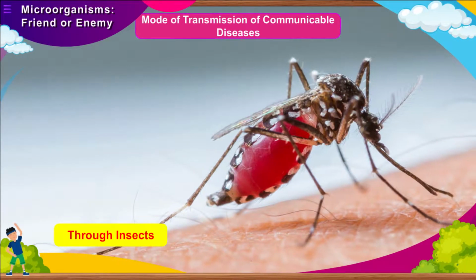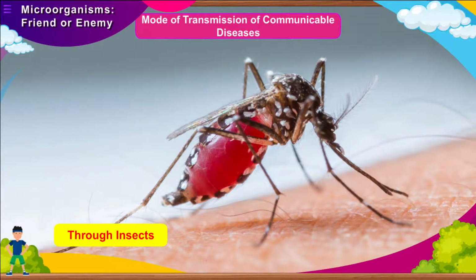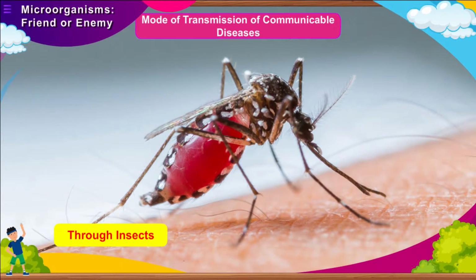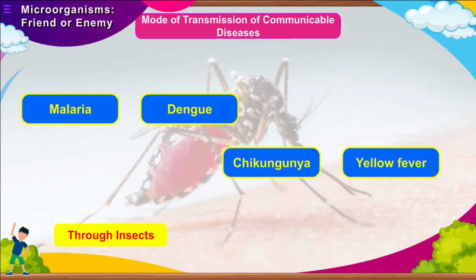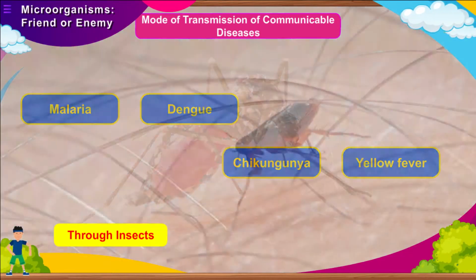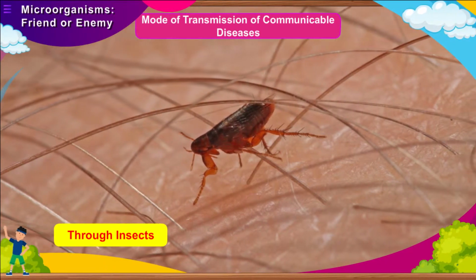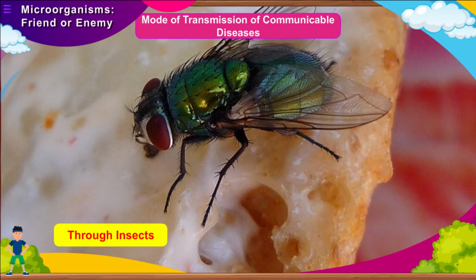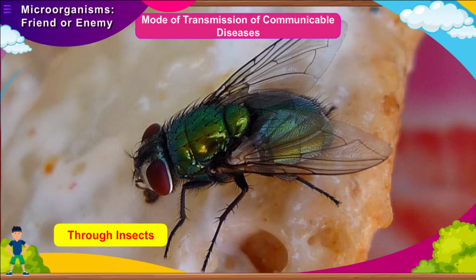When a mosquito bites an infected person, it carries microbes with it and transfers them to a healthy person on biting. Diseases like malaria, dengue, chikungunya, and yellow fever spread in this way. Fleas carry the bacterium causing plague from rats to humans. Flies also carry germs from contaminated food to clean food.